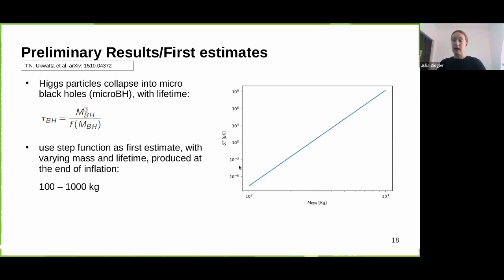And here we have fixed production time, but varying mass and lifetime. And we see the higher the mass, the higher the temperature perturbation, which is what we would naturally expect. If we have an object with a higher mass, we assume higher curvature perturbations, which results in higher temperature deviations in the CMB. And we do see it is a very strong dependence. We cover orders of magnitude, so we have a very strong dependence on the mass of these micro black holes.